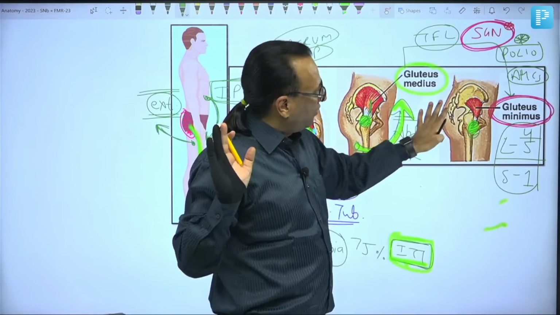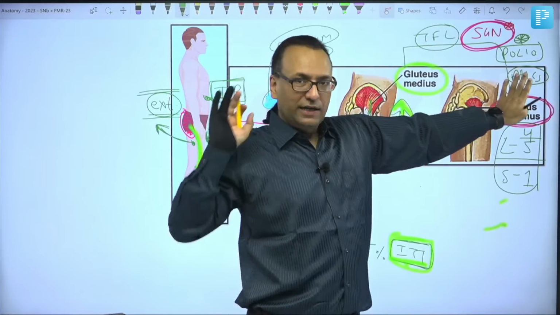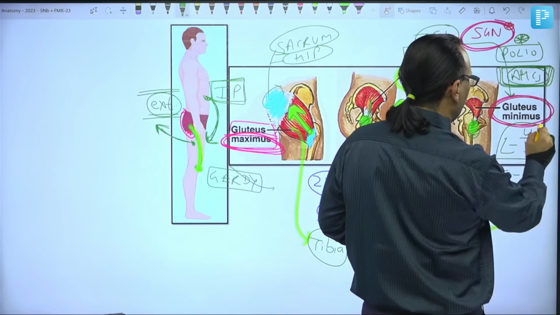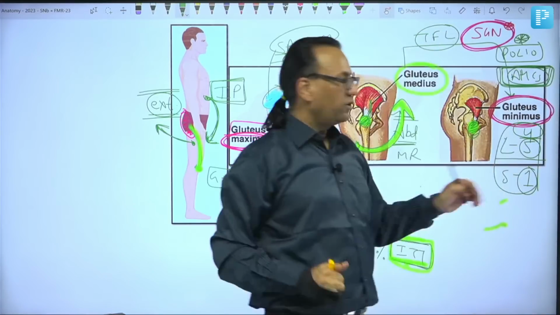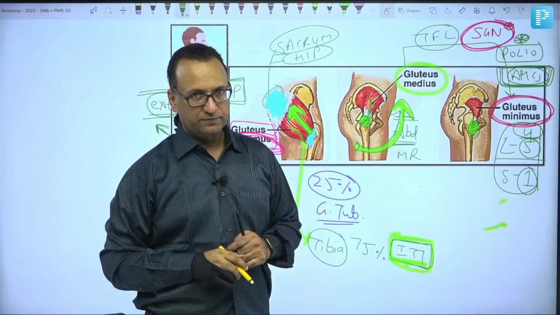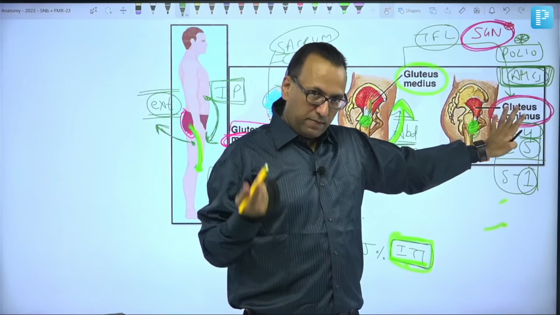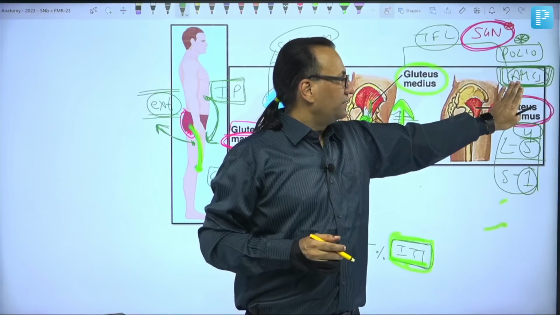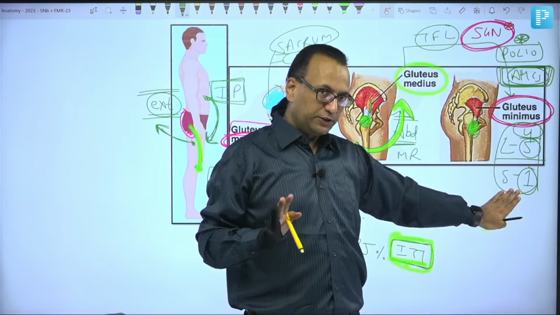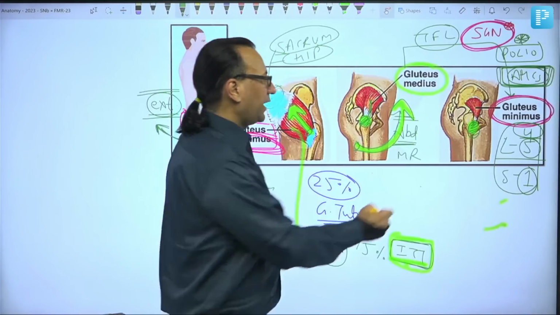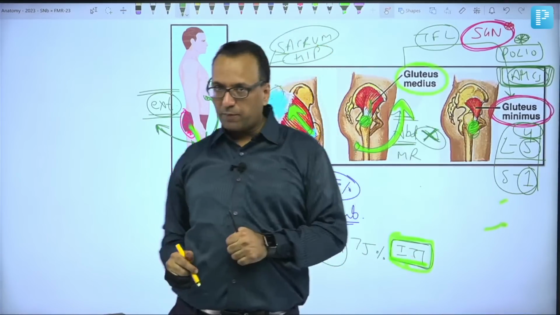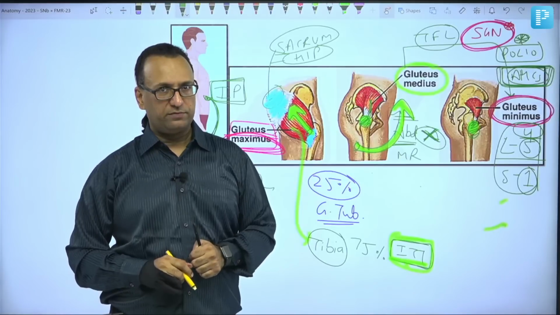Why? Because the polio virus has damaged the anterior horn cells of the spinal cord at L4, 5, S1, and that is the root value of the superior gluteal nerve. You mean to say three muscles will be paralyzed? Yes. In polio, involvement of anterior horn cells with root value L4, 5, S1 compromises the superior gluteal nerve. Now these muscles are not working. The abductor mechanism is compromised.